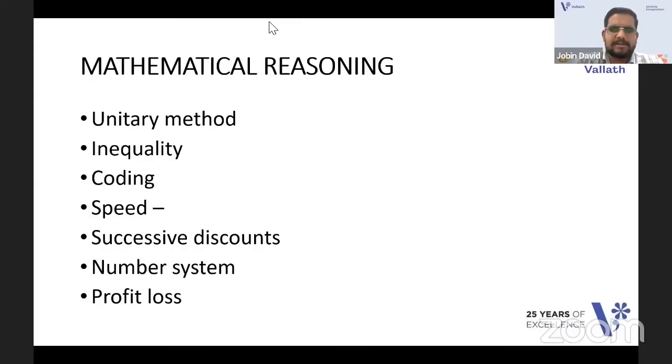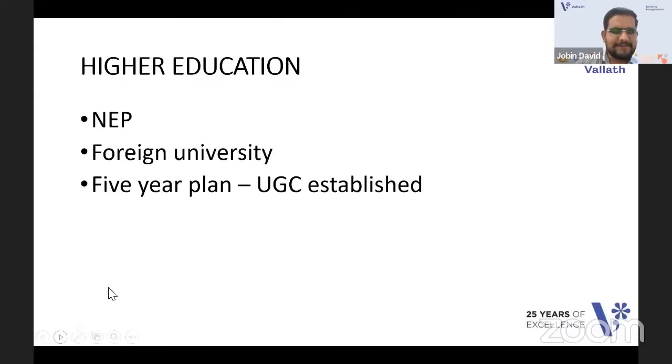A lot of questions we had practiced. I think it was easy for our students. And in higher education, NEP was a sure question. I think 2 questions from NEP were asked. And on foreign universities, there was a question on the rules and regulations for a foreign university to set up in our country, something like that. I think it's from shift 2.